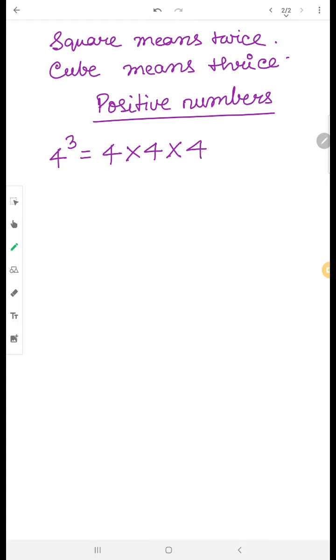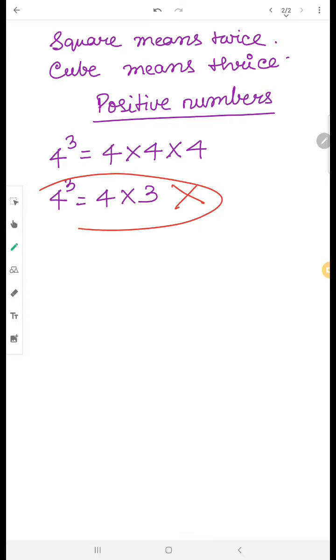I have seen a lot of problems in answer sheets where for 4 to the power 3, or you say 4 cube, they do 4 times 3. What they do is that 4 to the power 3 means 4 times 3, which is absolutely wrong. It is not what it is stated here. 4 to the power 3 here means 4 times 4 times 4. That means 4 is getting multiplied by itself 3 times.